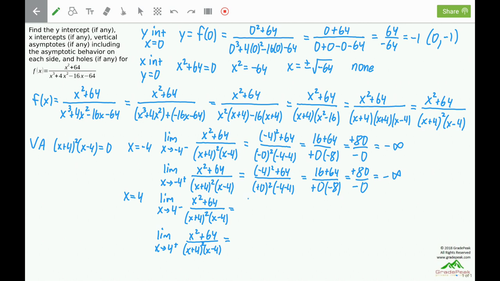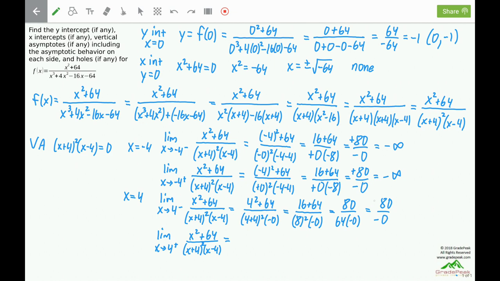4 can plug in for all remaining x's, giving 4 squared plus 64 divided by 4 plus 4 squared, and times what will be a negative 0. 4 squared is 16 plus 64 divided by 4 plus 4, which is 8 squared, times a negative 0. 16 plus 64 is an 80 divided by 64 times a negative 0, which is an 80 over positive times negative is negative, 64 times 0 is 0.